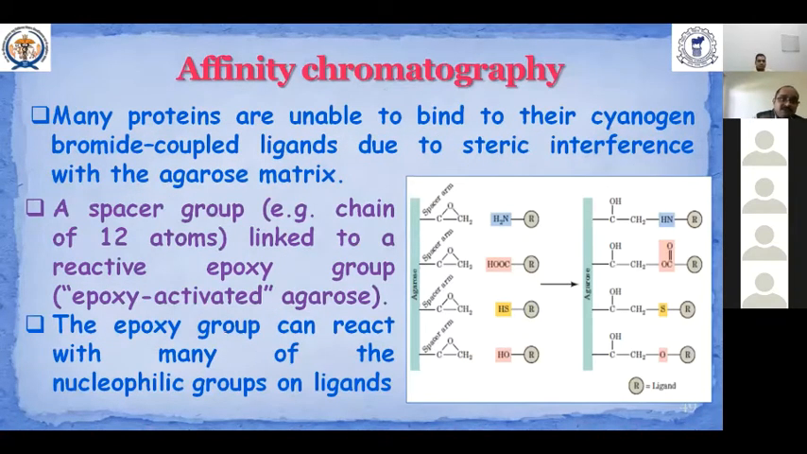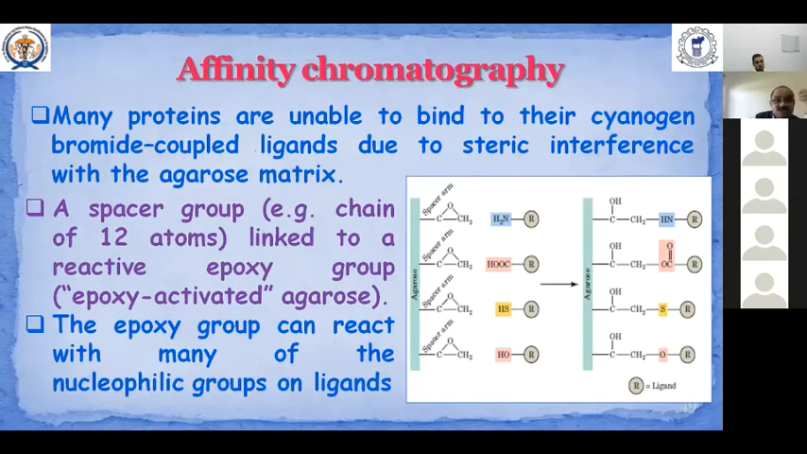But sometimes many proteins are unable to bind to their cyanogen bromide coupled ligands due to steric interference. Actually, sometimes the size of the protein is very large, so there will be steric interference when the cyanogen bromide coupled resin is used as a matrix.